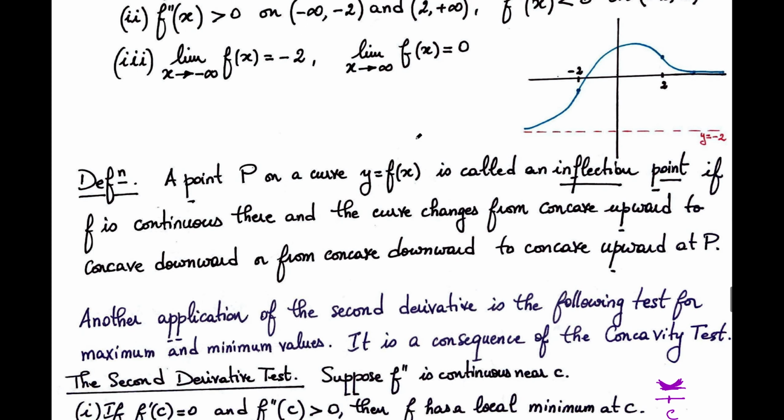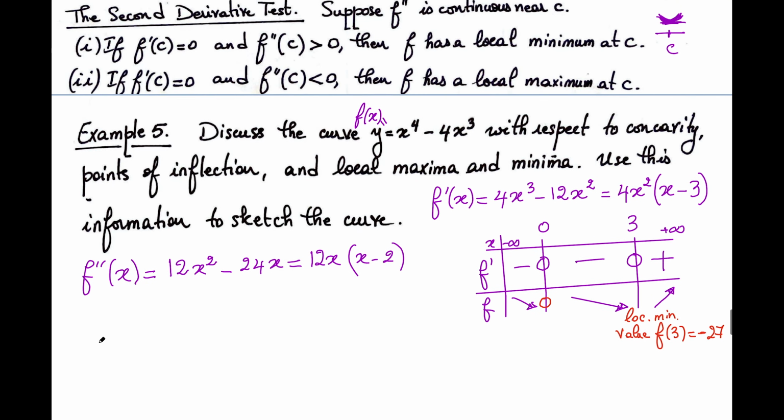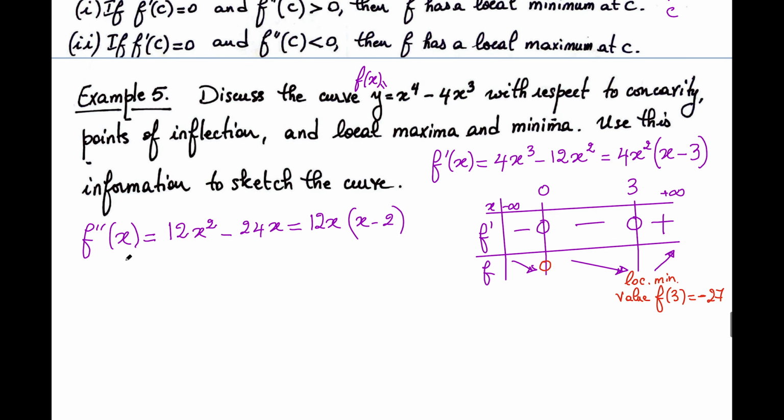And for the inflection point, I'm going to see where f double prime changes sign. I need the function to be continuous there, but f is continuous everywhere in this case because it's a polynomial. So we go to f double prime, see where it's positive and where it's negative, and where it changes sign gives me the inflection points.